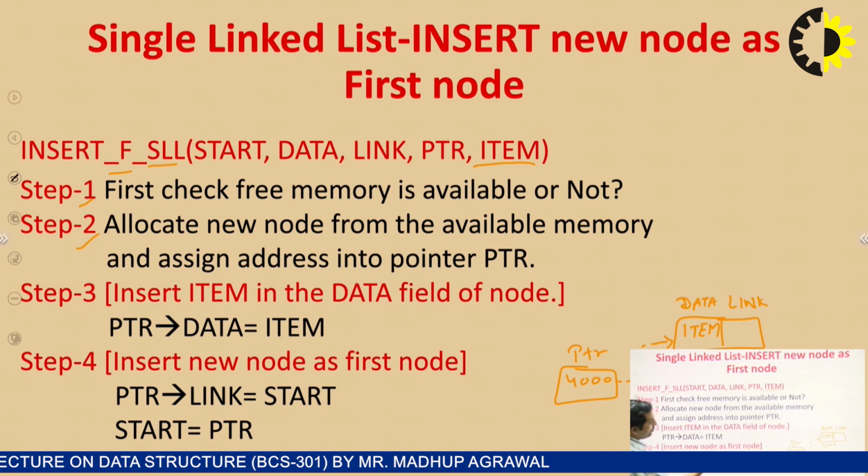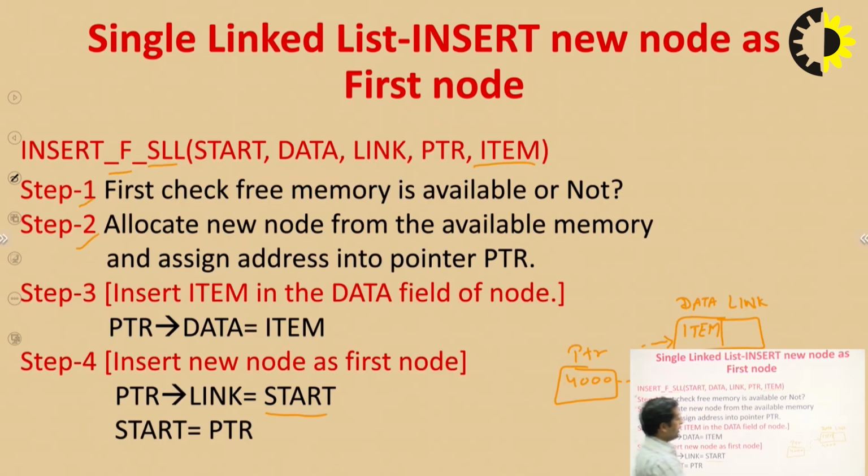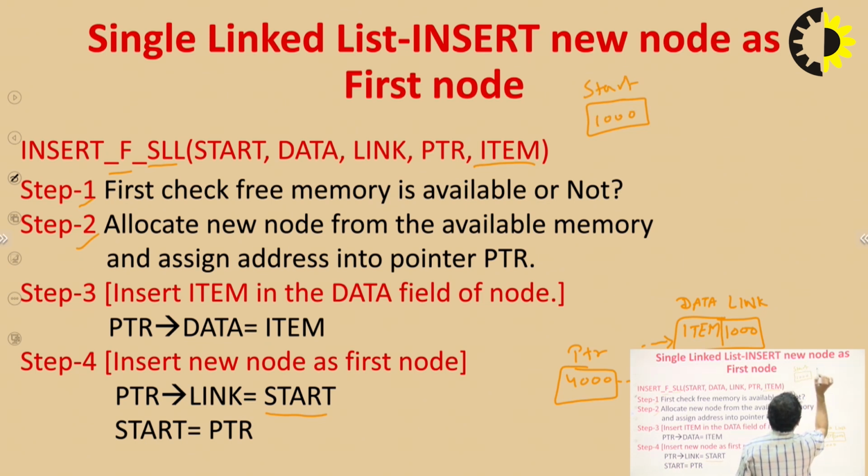Now insert new node as first node, meaning PTR link. In the PTR link part, we will assign the start value. In this case the start value was 1000. So we will keep 1000 here. We can make start here also 1000, and we have 3 nodes here.